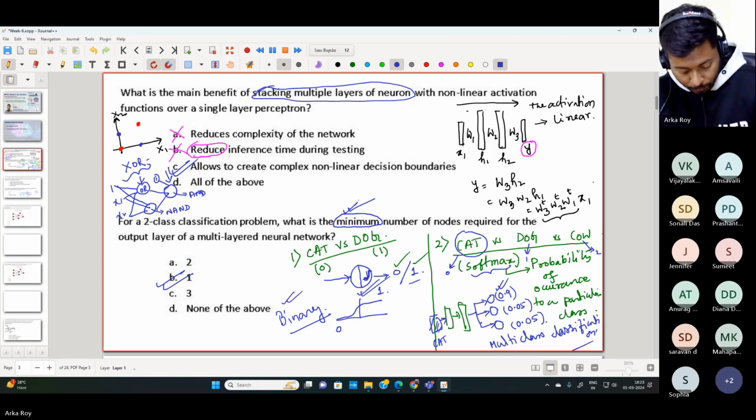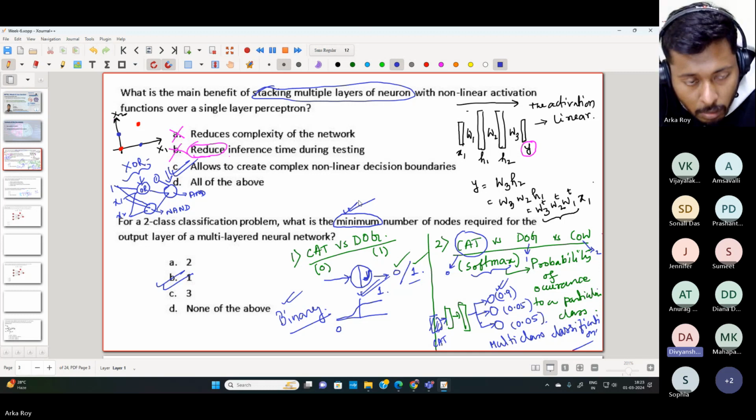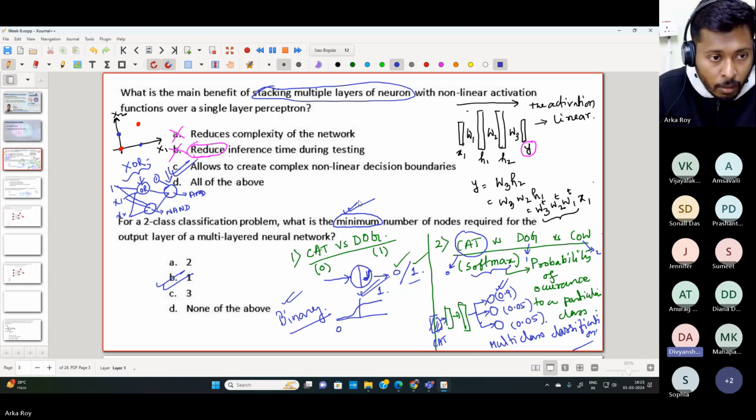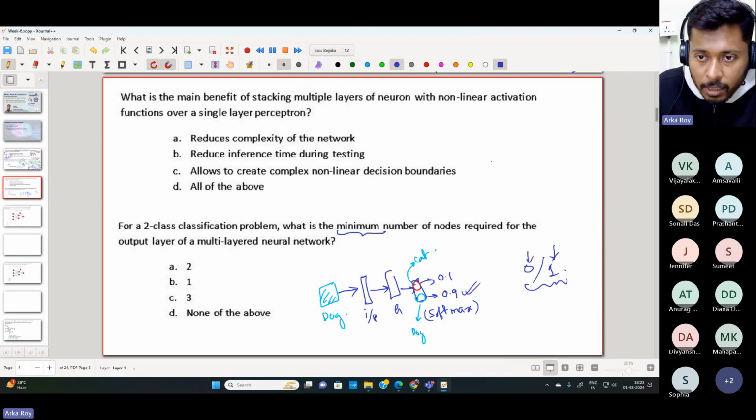Okay. Hello. Yes. Sir, is there any difference between feed forward neural network and multi-layer perceptron? What is the difference between both? Feed forward neural network and perceptron are basically the same.